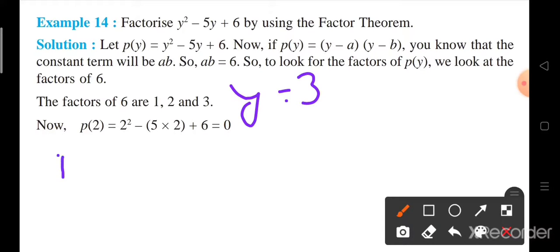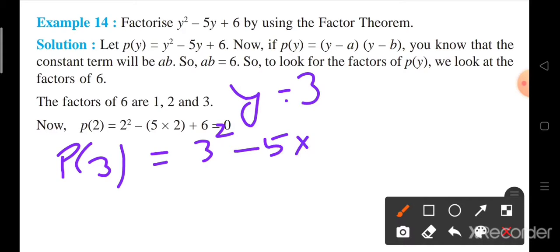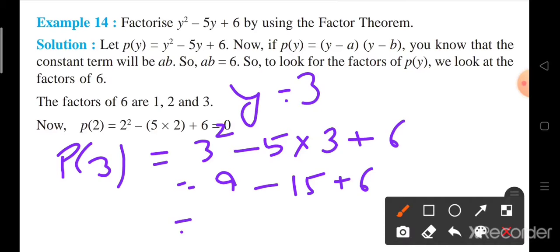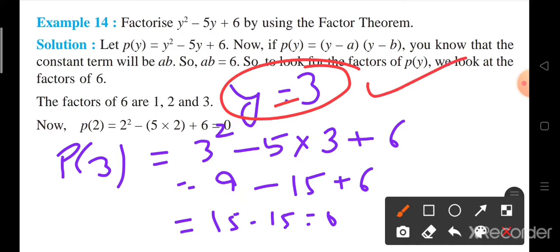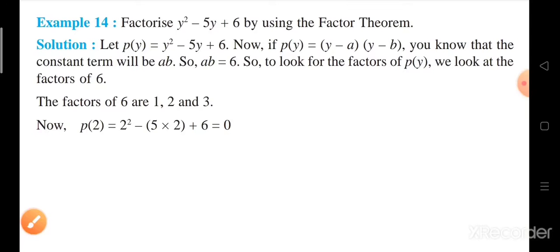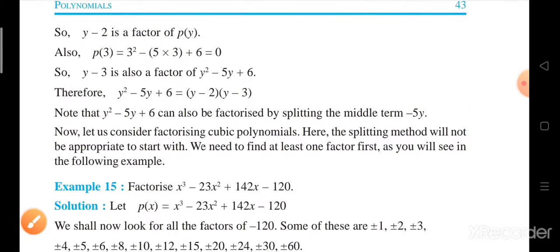So we get P at y is equal to 3 is equal to 3 square minus 5 into 3 plus 6, that is 9 minus 15 plus 6, that is 9 plus 6, 15 minus 15 is equal to 0. Means y is equal to 3 is also the 0 of this polynomial. So 2 and 3 are the zeros of this polynomial. So let us proceed with further how we factorize it.